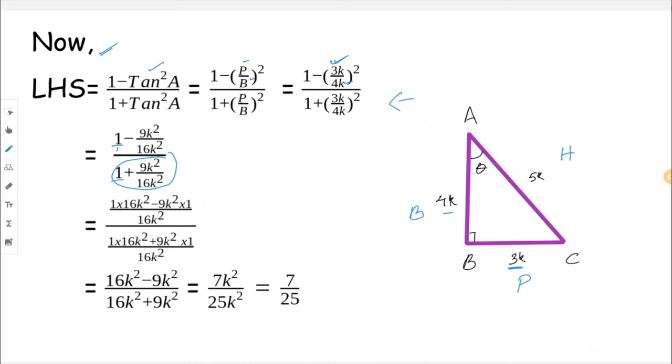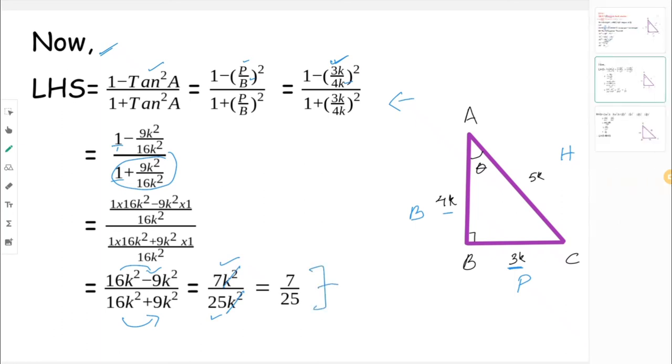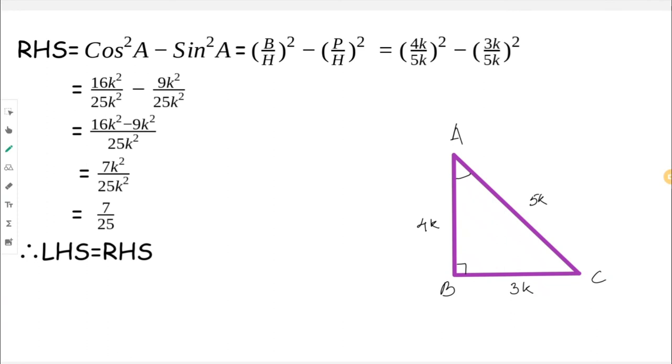Now 16k square minus 9k square, I'll get 7k square. 16k square plus 9k square, I'll get 25k square. I can divide k square and k square. My answer for the left hand side is 7 by 25. Now let's find the right hand side again. So the right hand side is cos square A minus sin square A.